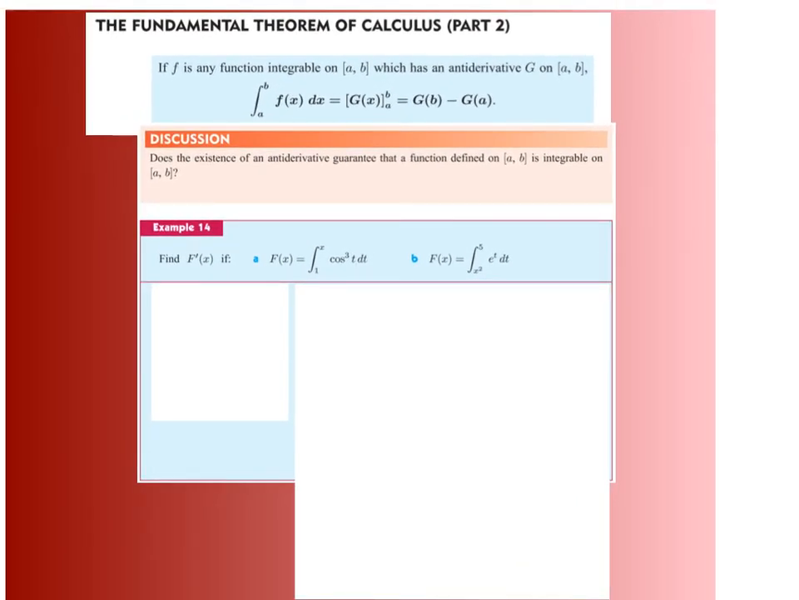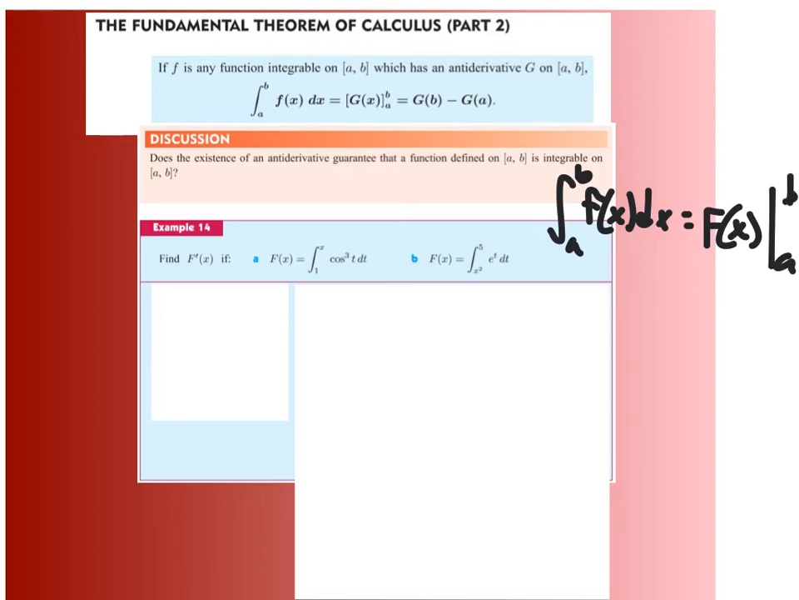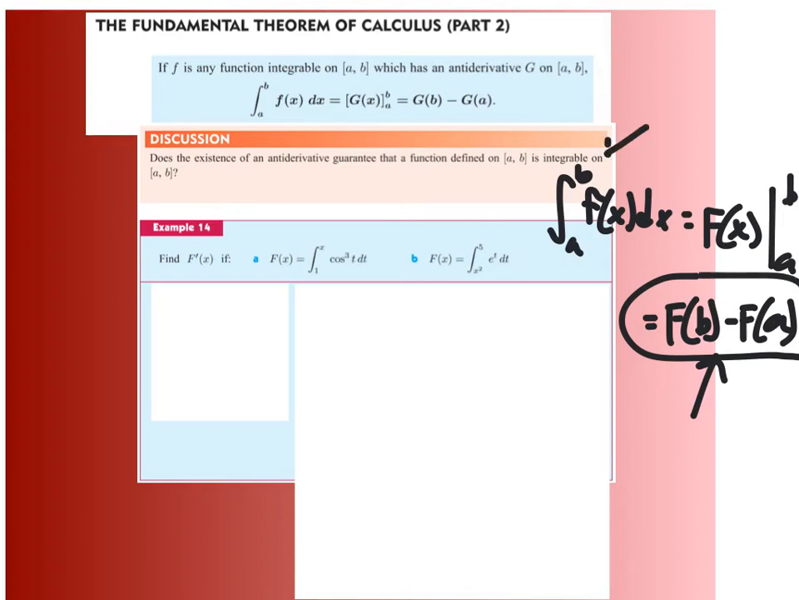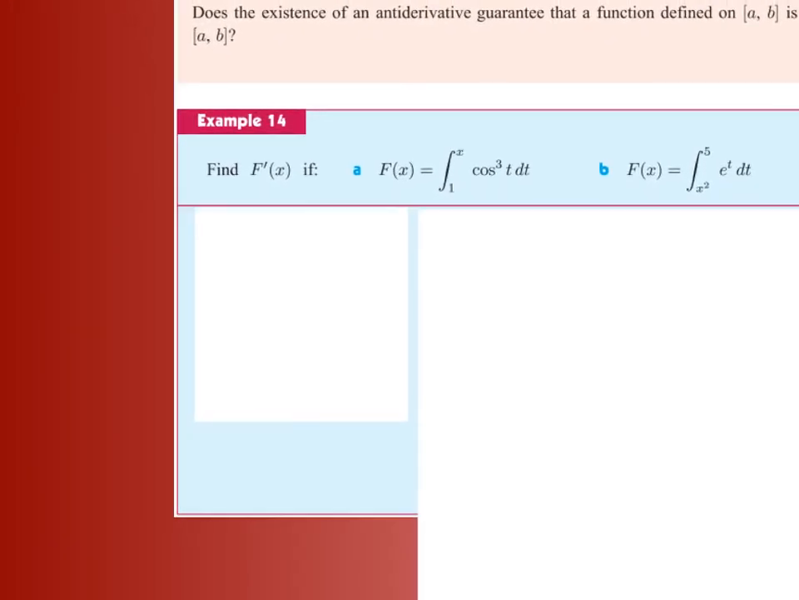The fundamental theorem of calculus, part 2, is actually what we used in part 1. If I take the integral from a to b of f of x dx, that's going to be equal to the antiderivative evaluated at a and b, and then their difference. So it's F of b minus F of a. This is the big thing right here. We evaluate at these limits and take their difference, the upper minus the lower. Okay, so let's use the fundamental theorem part 1 to do these problems.